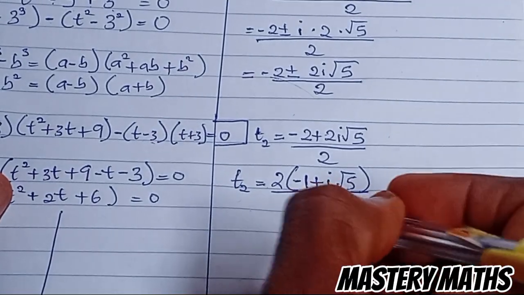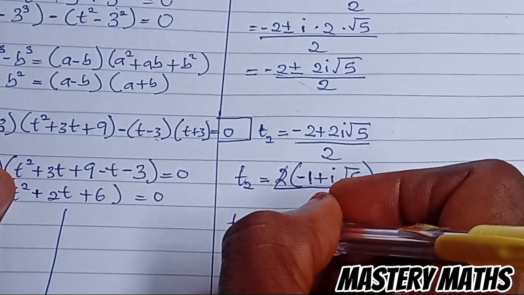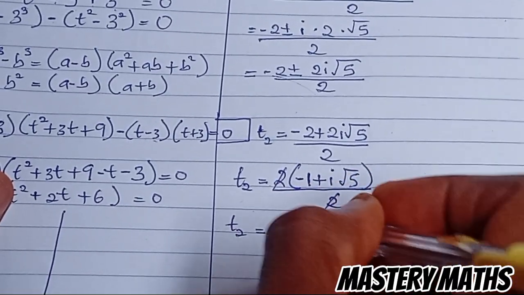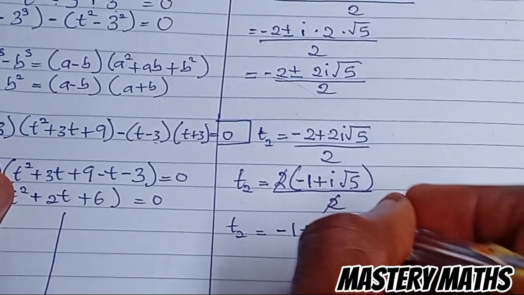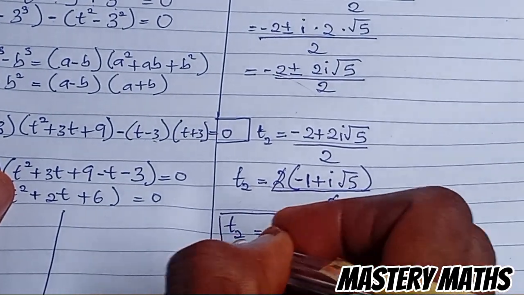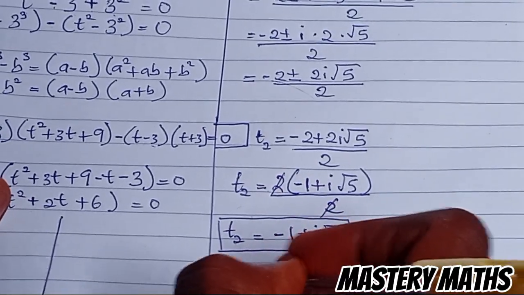So then now you cancel. 2 cancels out 2. What's remaining? You have your T2 is equal to minus 1 plus i root 5. That is the answer for T2. See now? Now the next one, let's look for T3.